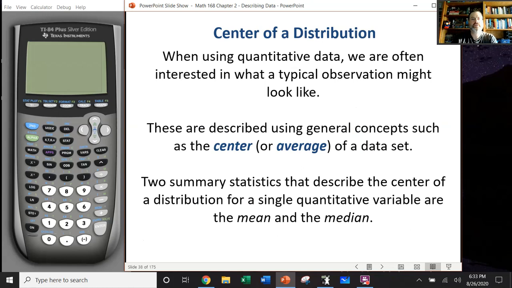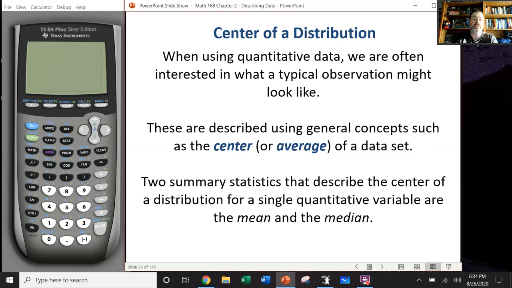So let's look at the center of the distribution. We talked about the shape, now we're going to talk about the center. The center of a distribution is what a typical data value will look like. And these are described using general concepts such as center or average of a data set. Two summary statistics that describe the center of a distribution for a single quantitative variable are the mean and the median. So just imagine any quantitative data set.